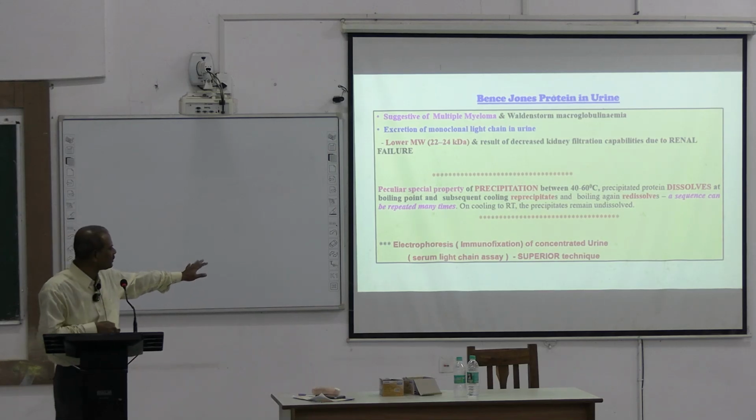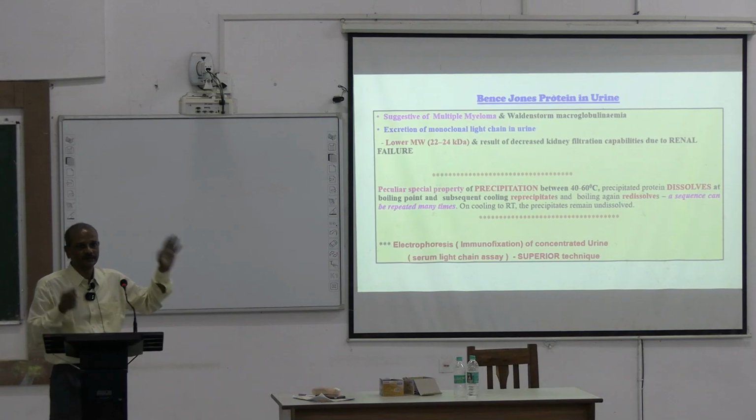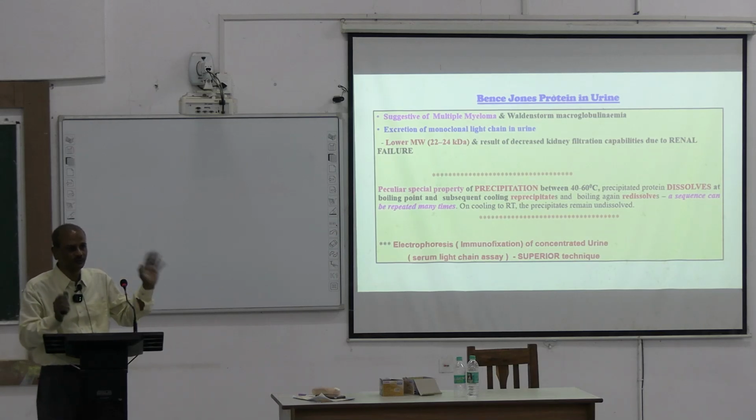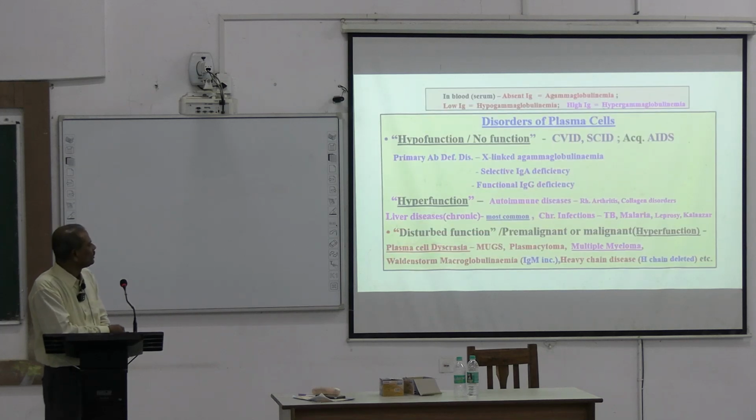So immunofixation electrophoresis of the concentrated urine is a desired investigation. Most doctors do not even know this thing. Okay, this is a superior technique. So disorders of function can be either hyperfunction or hypofunction. If there is hypofunction, that means the immunoglobulin-producing cell is not producing, or the T cells are not functioning, then the patient will suffer from infection. And hyperfunction can occur if there is an excessive immune reaction. It can occur in multiple myeloma.